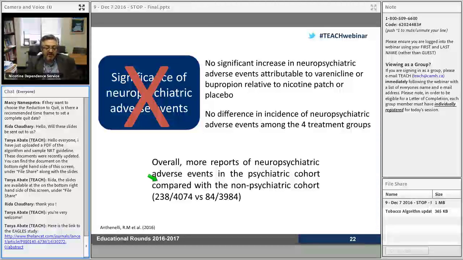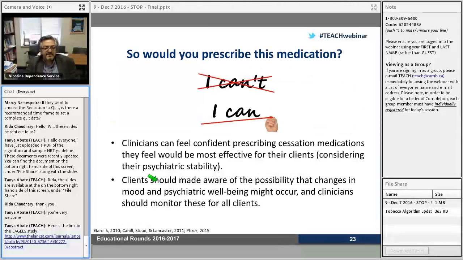Now, on the other hand, there were more reports of neuropsychiatric adverse events in the psychiatric cohort compared with the non-psychiatric cohort, so 238 compared to 84. And again, when you look at these effects, remember, most of the people with psychiatric disorders had depression and anxiety. People with schizophrenia had to be very stable. People with other addictions had to be stable. So again, these results do not apply to those with unstable mental illness.